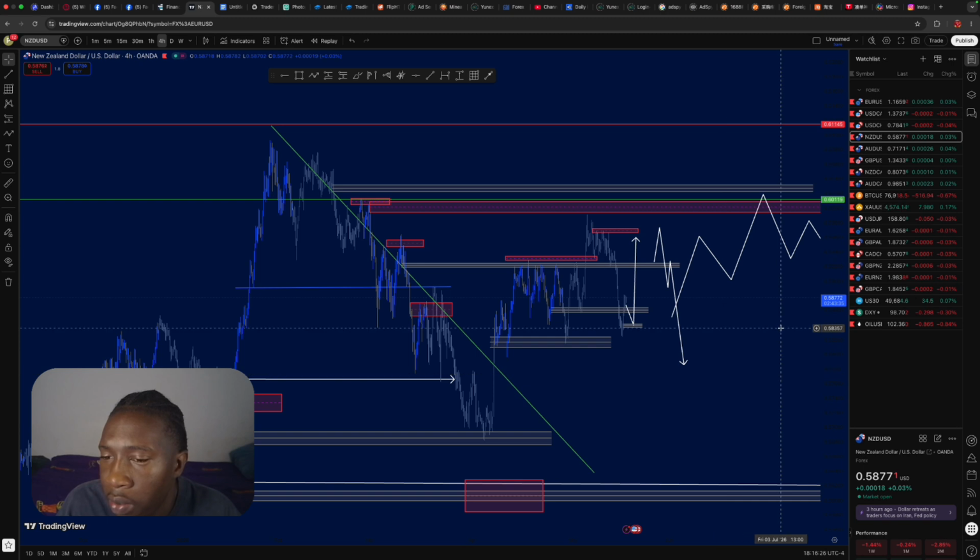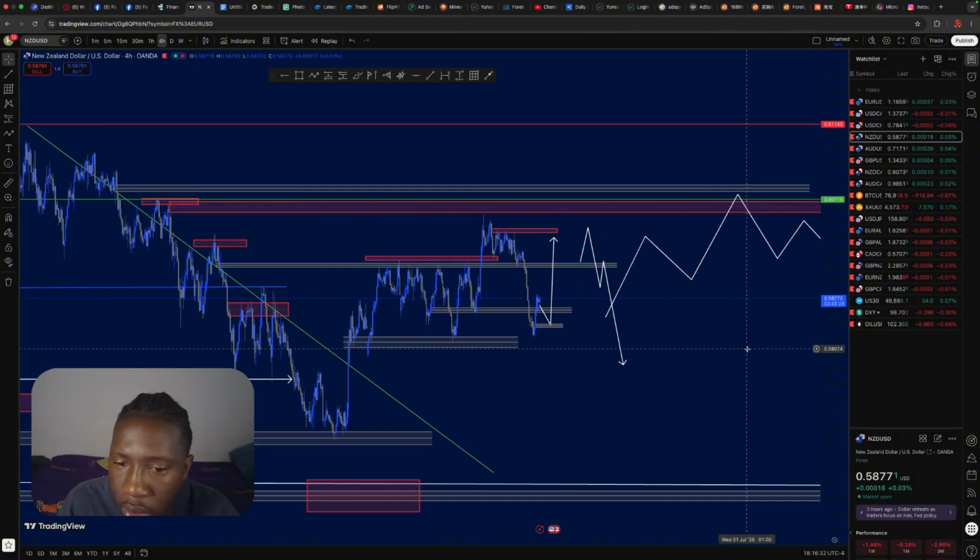So if the volume is there, momentum is there, type of candlestick and structure is there, we're going to take the market to the upside, and we'll see if it is going to do so.